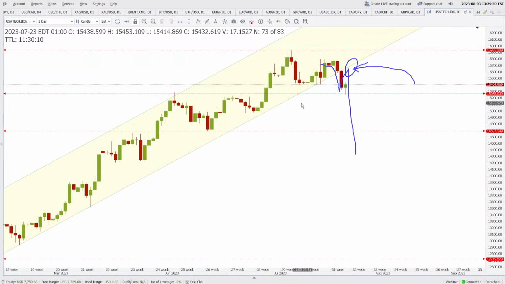US Tech, yesterday it broke down and now it has tested the support area of 5265, but I think eventually it will also break and push the prices back towards 14,687. But if for some reason the price starts rising from here, 15,933 will be the resistance for the US tech.